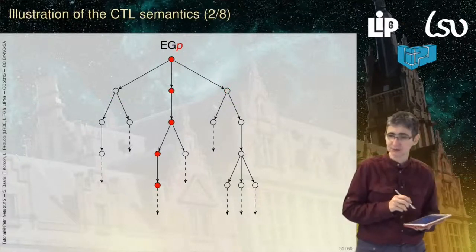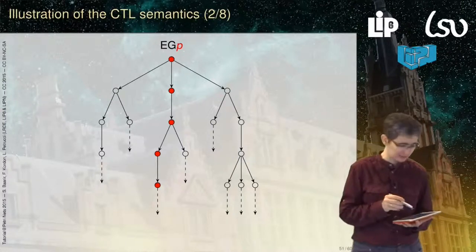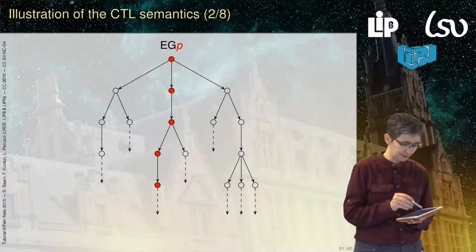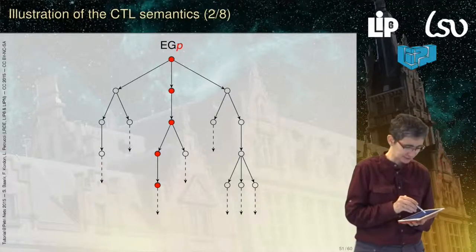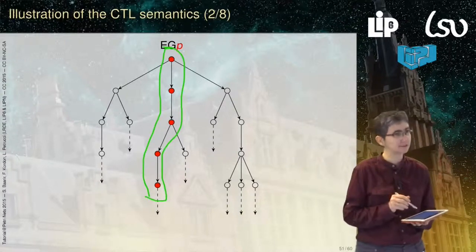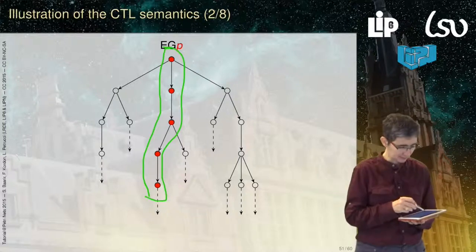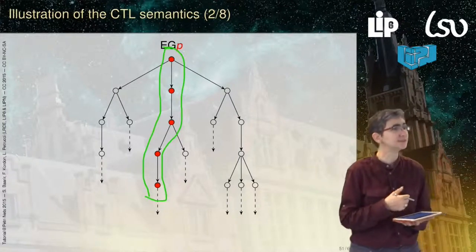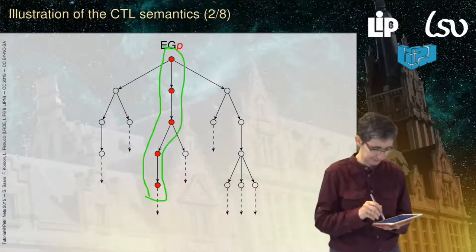If we want to check that EGP, there exists a path where globally we have P, you can see that is the case here. Along this path, we always have formula P. The other states don't satisfy P, but it's not a problem. There exists a path where P is satisfied.